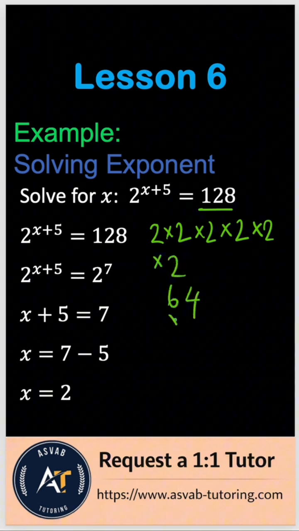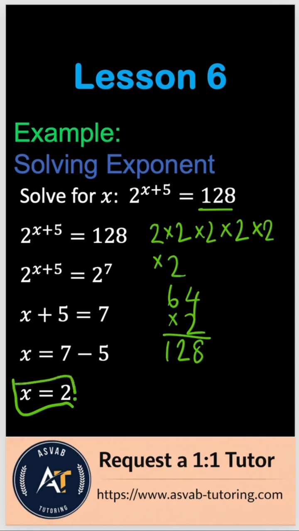64 times 2 gives us: 2 times 4 is 8, and 2 times 6 is 12. So 2 to the power of 7 is 128. So now we can eliminate the base. So we are left with x plus 5 equals 7. If we bring 5 to this side, it becomes negative 5. So that's x equals 7 minus 5, which is x equals 2.